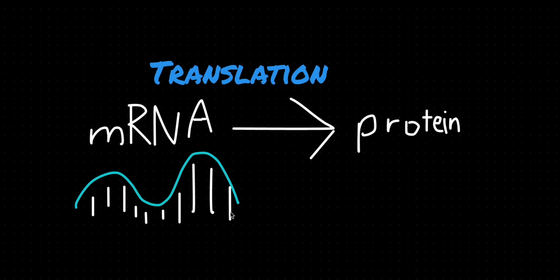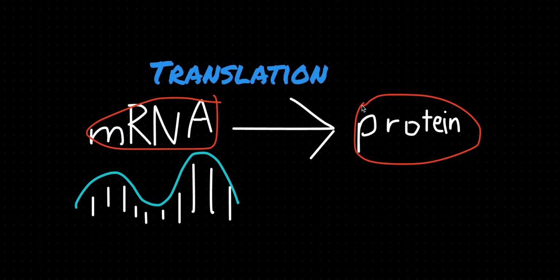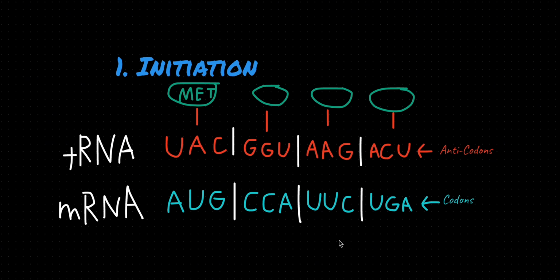And again, this is where the genetic information in mRNA is going to be used to make proteins. Translation occurs in 3 steps known as initiation, elongation, and termination. During initiation, the mRNA will interact with the tRNA inside the ribosome.